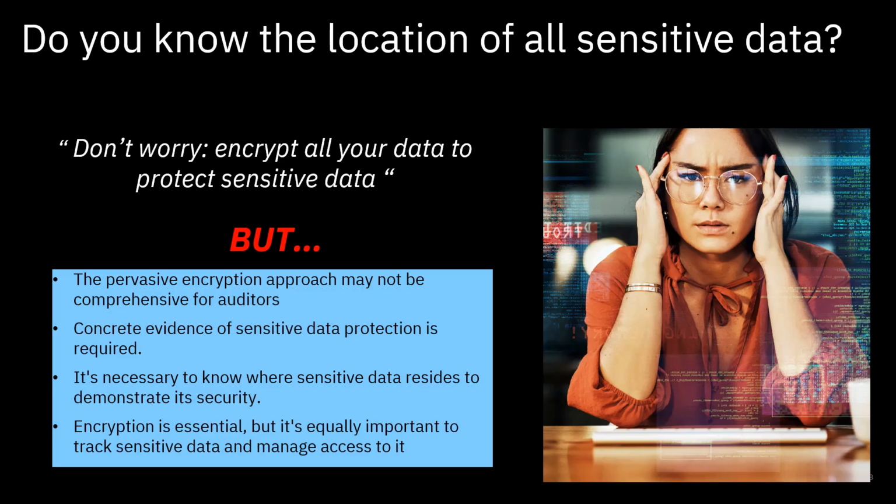Despite this, some auditors require concrete proof of the protection of sensitive data. In other words, it's not enough to say all data is encrypted. You also need to know where the sensitive data being encrypted resides in order to demonstrate its security. This means that encryption is indeed essential, but it is equally important to track sensitive data and manage access to it, as well as the evolution of its life cycle in terms of protection.